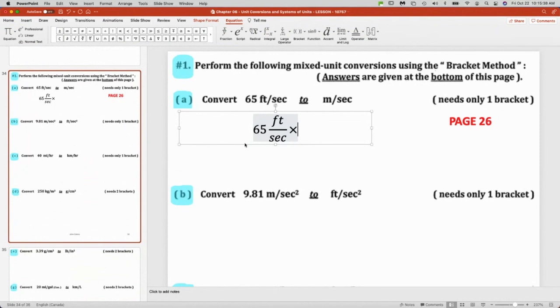So we don't want feet. We want meters. So what's the conversion or what's the equivalence between feet and meters? How many feet are in a meter? Does anybody remember from last time? How many feet are in a meter? Thank you, Marco. So where do I put that? Should I put that on the top or the bottom? Where do I put 3.28 feet? Top or bottom?